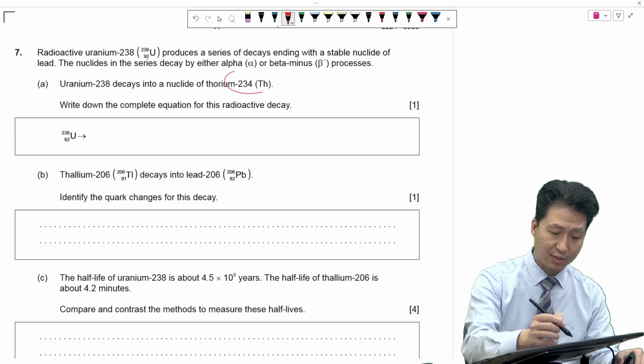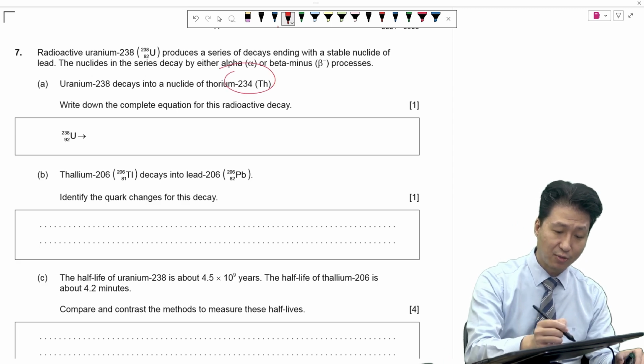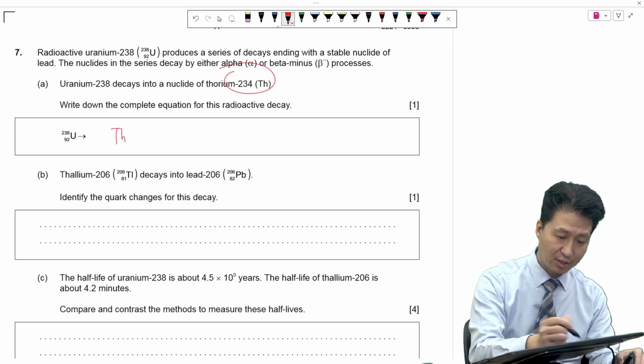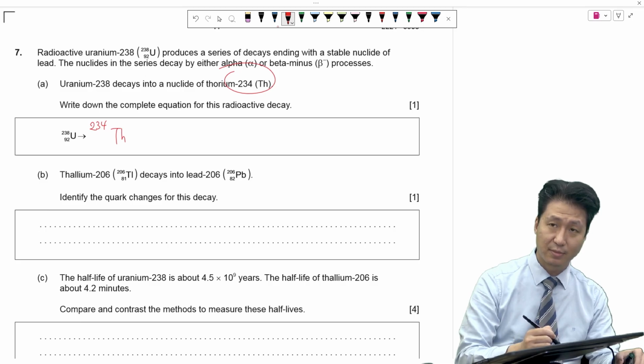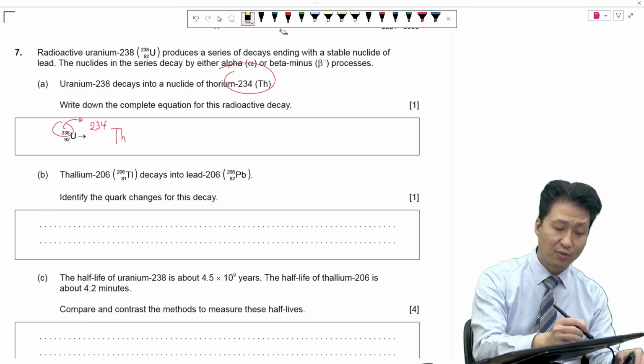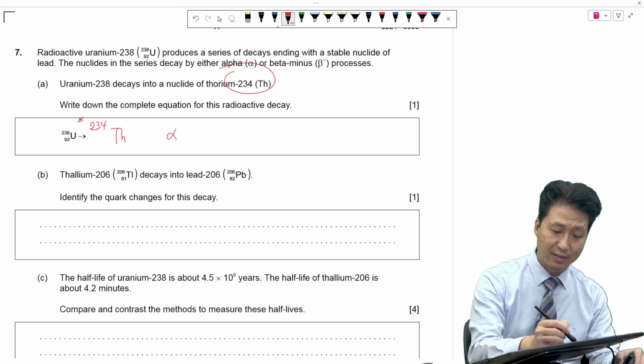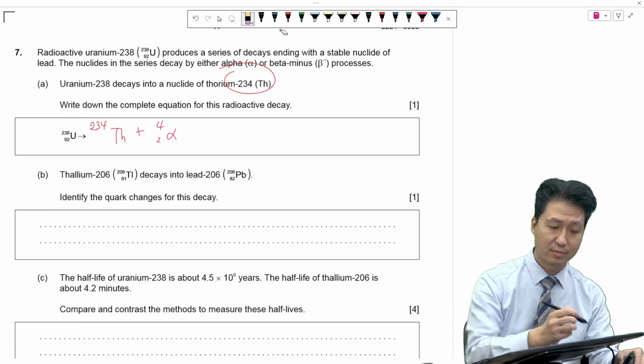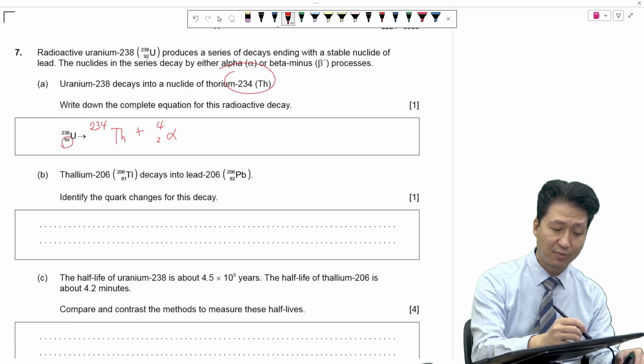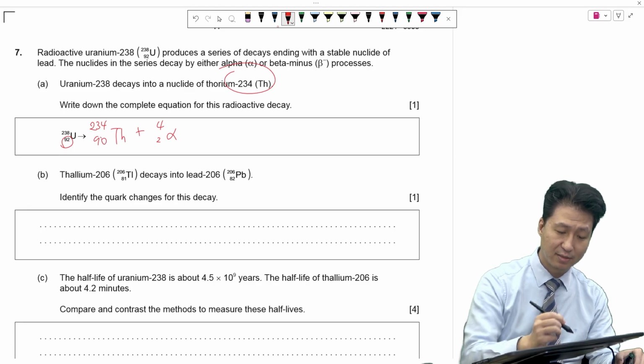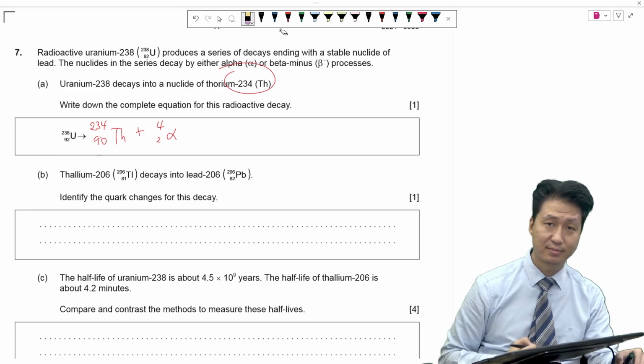So first, the product is thorium, Th, 234. Now, it went from 238 to 234, so it must have been alpha decay. In alpha decay, the number of protons is reduced by 2, so it's 90. Like so.